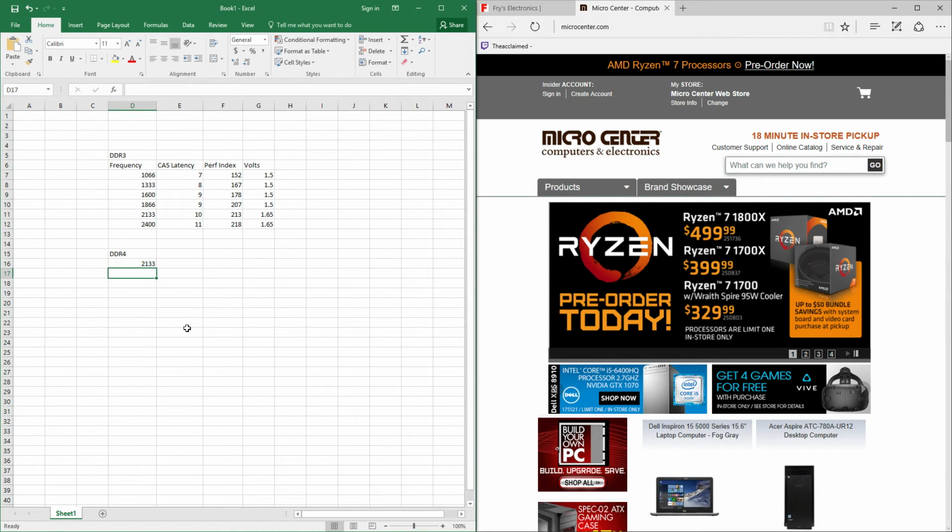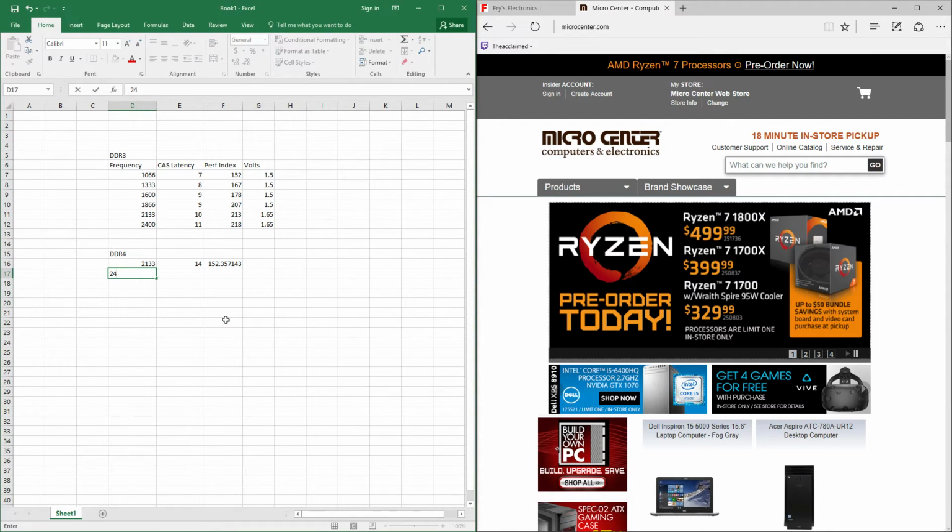So the base speed for DDR4, the frequency is 2133. And typically the cache latencies on those would be around 14, maybe better, but that's typically it. And then the same thing, you would do frequency divided by the latency, and that gives you your performance index. So we'll do a couple more of these here.